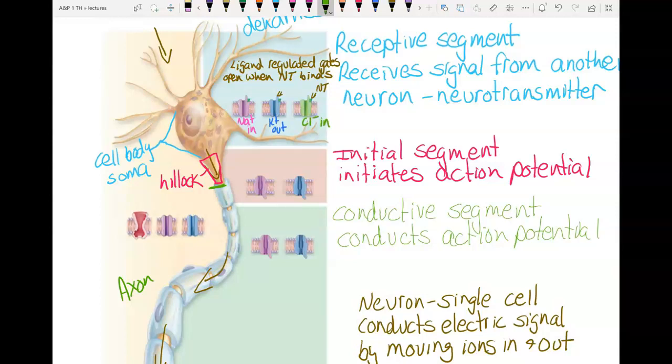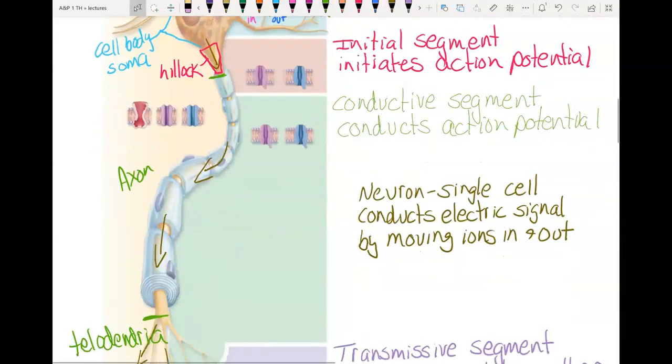Then if we move down here to the initial and conductive segments, you have the exact same gates in both of these segments, so we'll just talk about them together. So notice there's that little flap telling you it's a gate, but you don't see a place here for neurotransmitter to bind. So these are not ligand gates. These are voltage regulated gates.